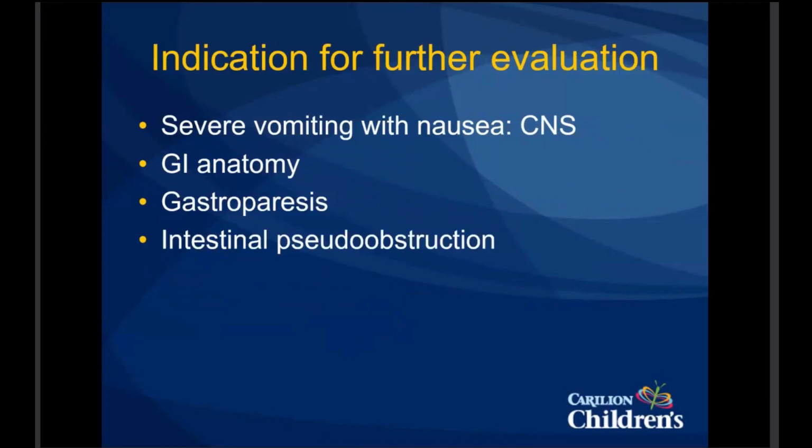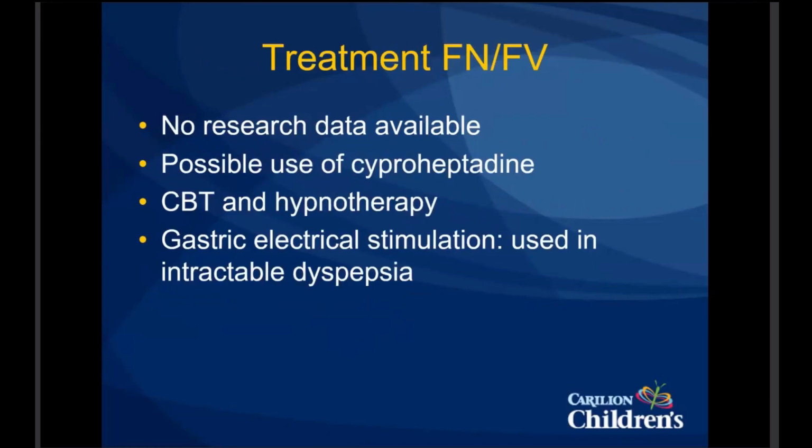For the treatment of functional vomiting, there's no true data available. Cyproheptadine may have a function, and it can be used once or twice a day, keeping in mind that it can cause sleepiness, but it's a 5-HT1 agonist, and it might be helpful. Cognitive behavioral therapy and hypnotherapy might be helpful as well. And in some selective motility centers, gastric electrical stimulation may be used as well.